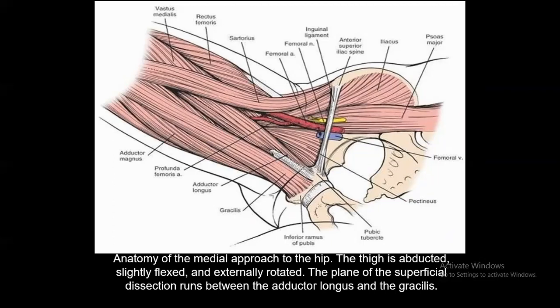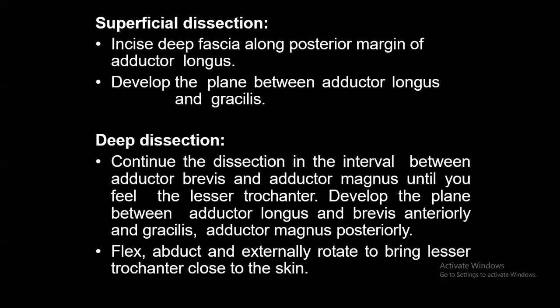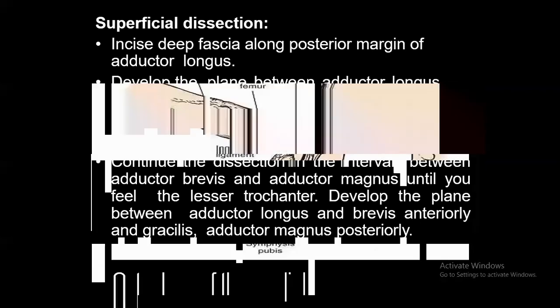Anatomy of the medial approach to the hip: the hip is abducted, slightly flexed and externally rotated. The plane of the superficial dissection runs between the adductor longus and gracilis. Incise the deep fascia along the posterior margin of the adductor longus. Develop the plane between the adductor longus and gracilis. Deep dissection: continue dissection in the interval between the adductor brevis and adductor magnus until you feel the lesser trochanter. Develop the plane between adductor longus and brevis anteriorly, gracilis and adductor magnus posteriorly. Flex, abduct and externally rotate to bring the lesser trochanter close to the skin.